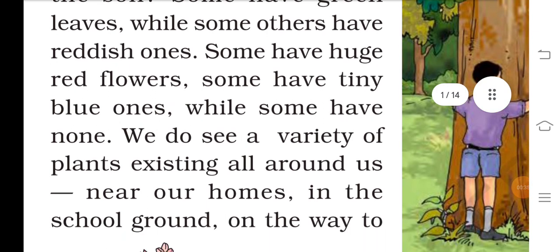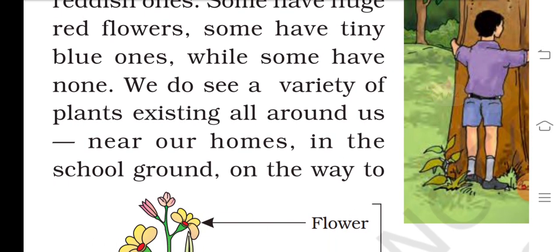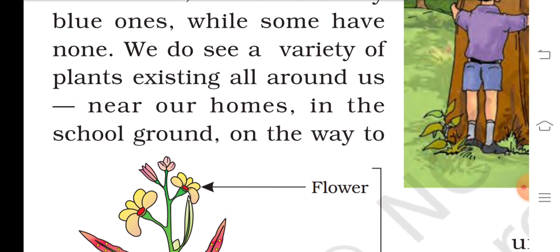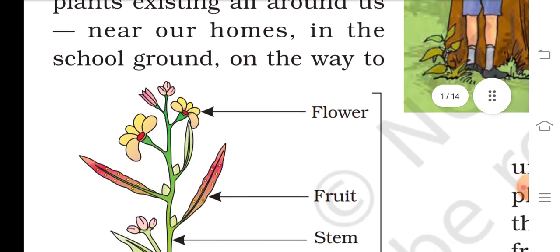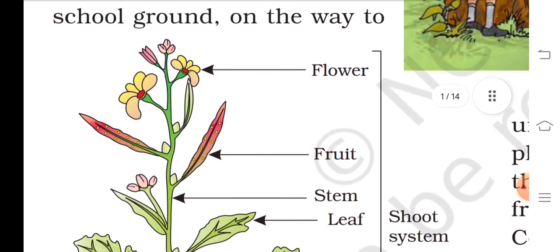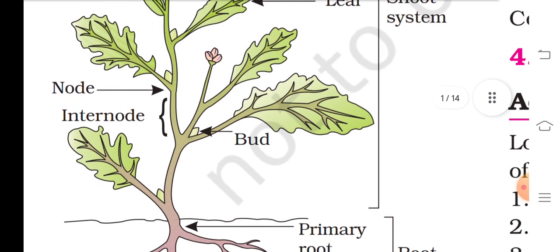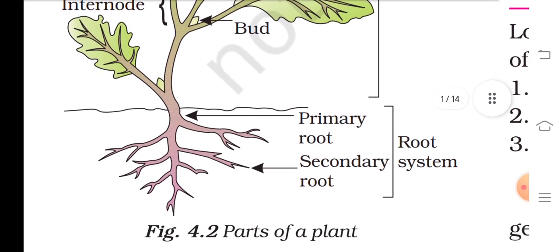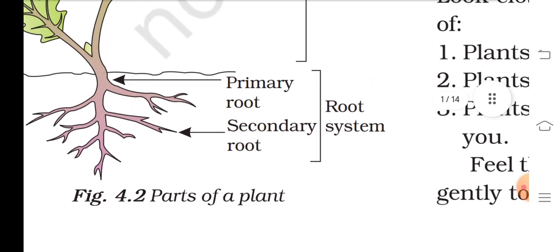Some have huge red flowers, some have tiny blue ones, while some have none. We do see a variety of plants existing all around us, near our homes, in the school ground, on the way to school. Flower, fruit, stem, leaf, node, internode, bud, primary root, secondary root system, parts of a plant.